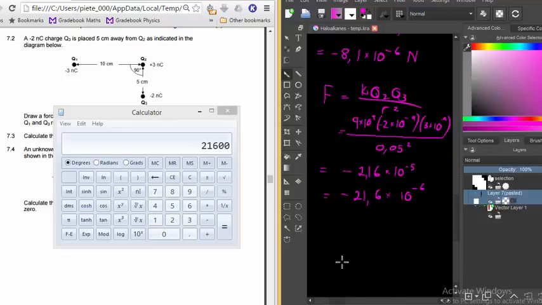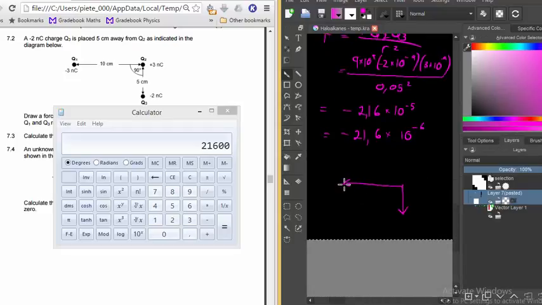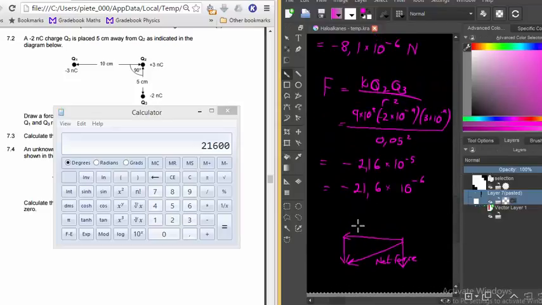Okay, so now we have a diagram here. We have a force in this direction and in that direction, and to find the net force, we have to put them head to tail, and then find this. So this would be the net force. Where the one in this direction is negative 88.1 times 10 to the power of negative 6, and this one is negative 21.6 times 10 to the power of negative 6.